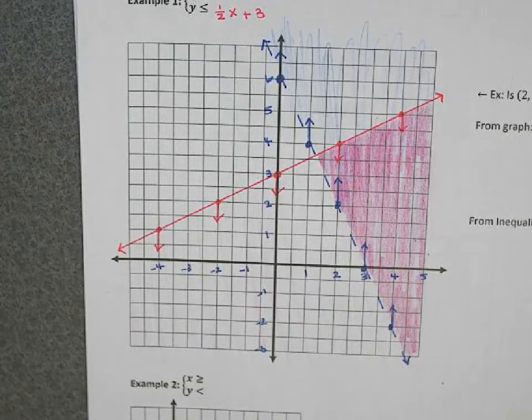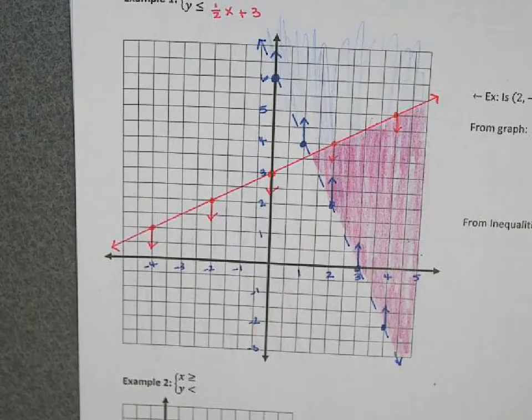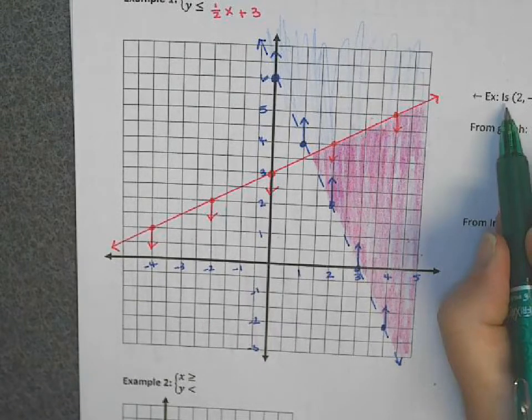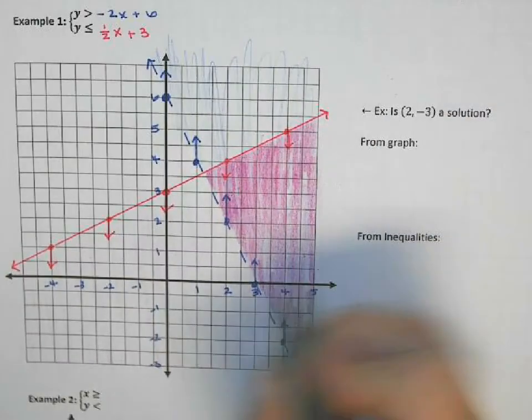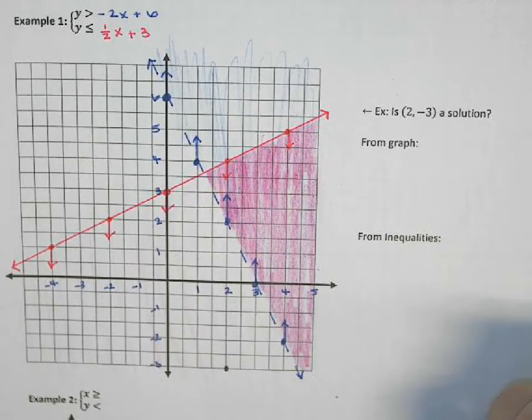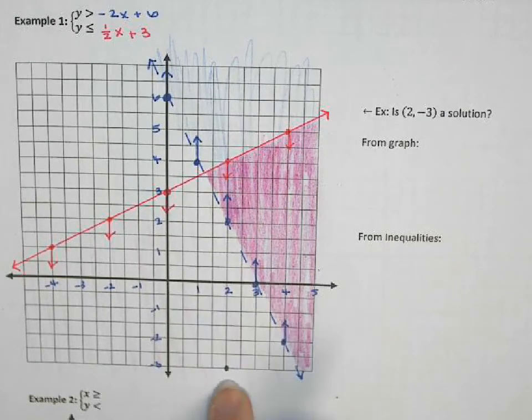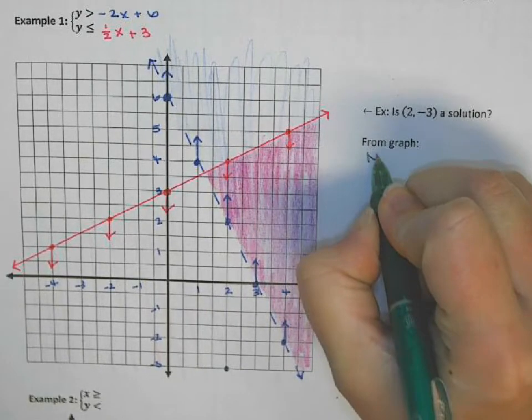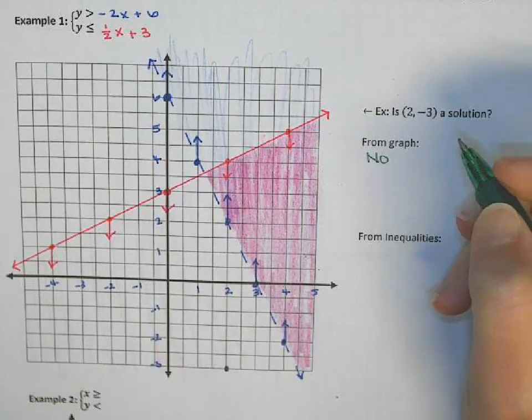Okay, now is 2, -3 a solution from the graph? So let's look at that point, because that's what it asks us over here, is 2, negative 3. So right 2, down 3. Is 2, negative 3 a solution? If we're looking at the graph, we find the point. Is that a solution? No, because it's not part of the shaded region. Okay.